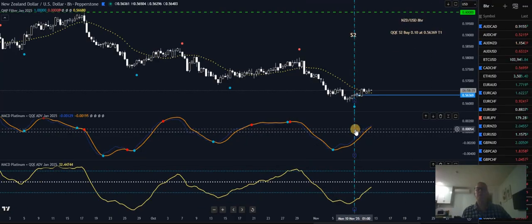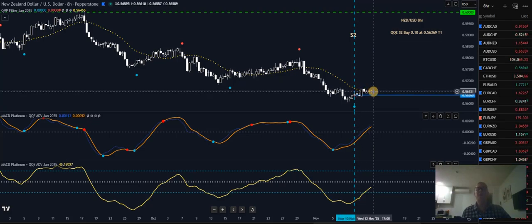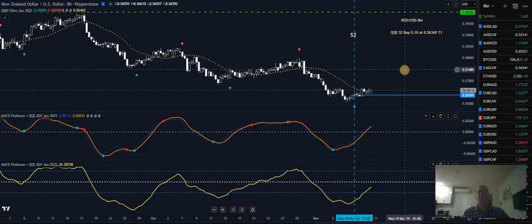NZ USD in a buy, it's a QQE below the 40 level. Looking for that 50 level to take some action. It's a bit like the Aussie USD, sort of going sideways for a while. At least it's above the entry point. It may get to the stage this just keeps on grinding up and goes a bit higher than this high here, then we've got potential hidden bearish divergence forming. So just something to be aware of.